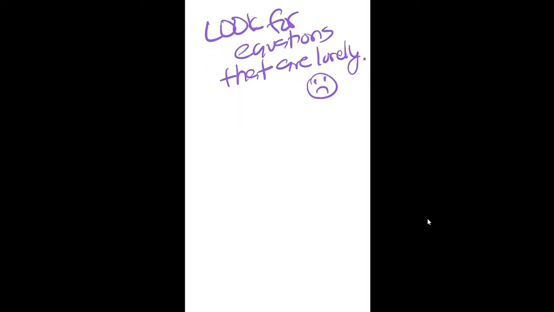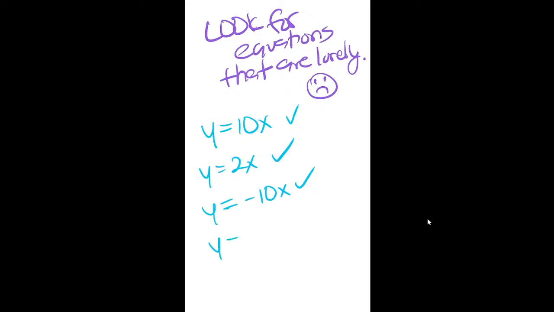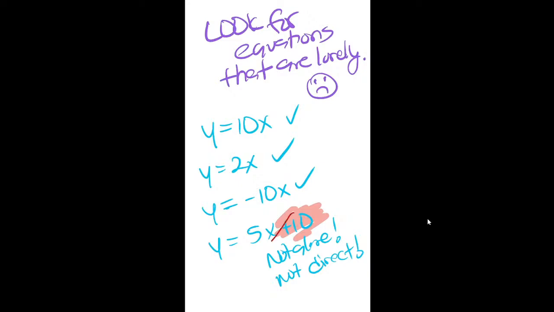Okay, here we go. All right. So you should look for things that say like y equals 10x. That is a direct variation. Y equals 2x. That is a direct variation. Y equals negative 10x. This is directly varied. Y equals 5x plus 10. Not alone. Not direct. Okay? Here, let's put a giant red X on that.